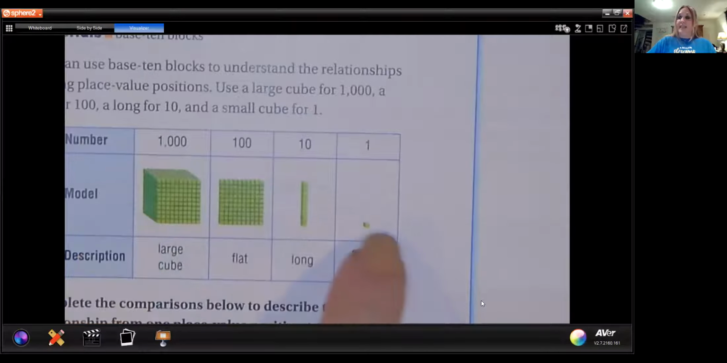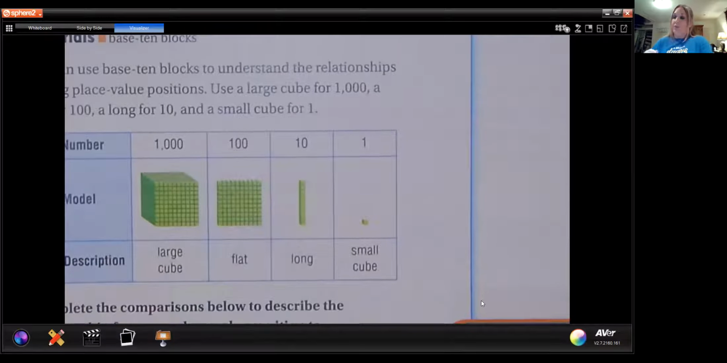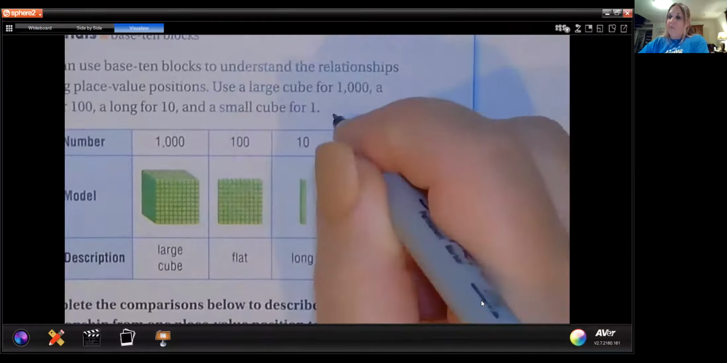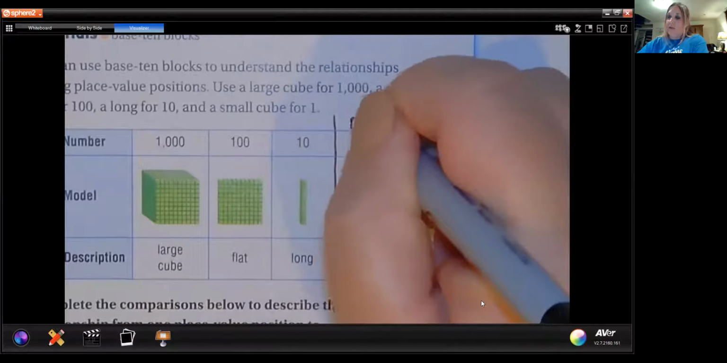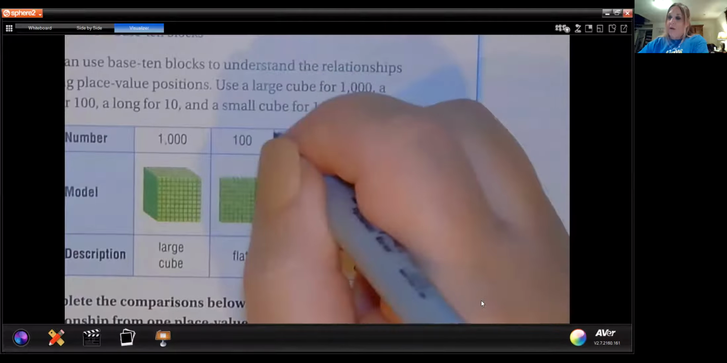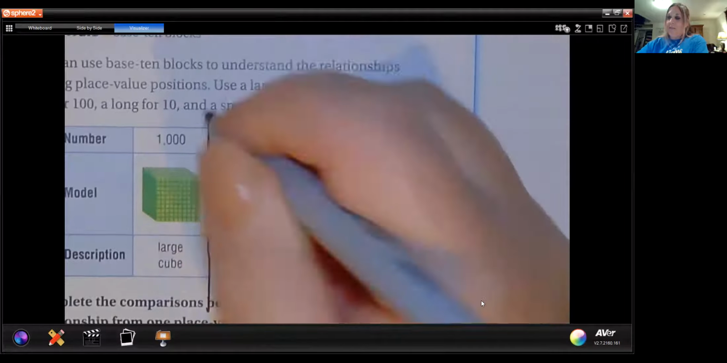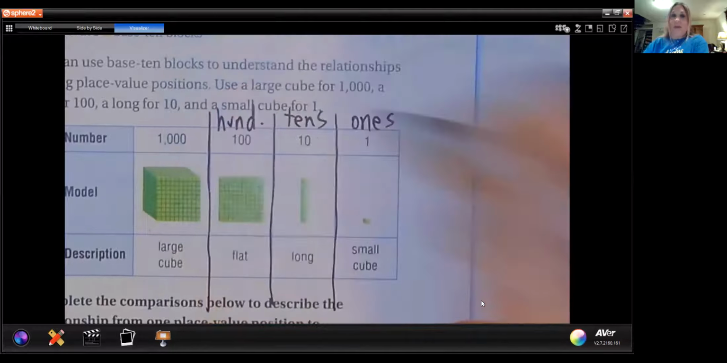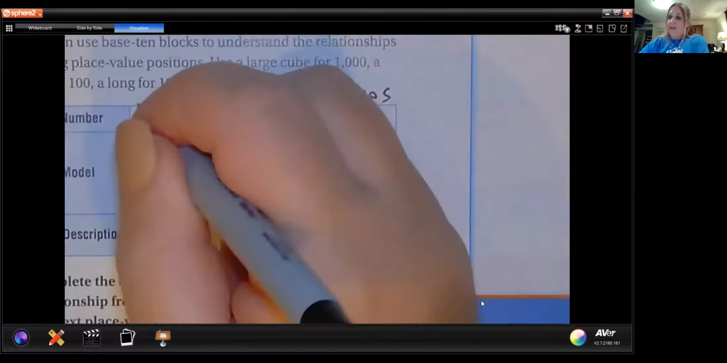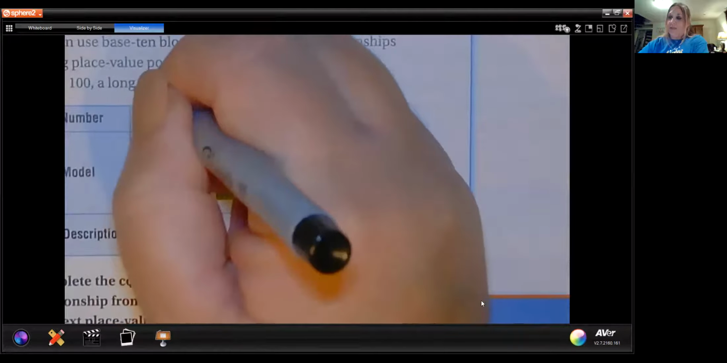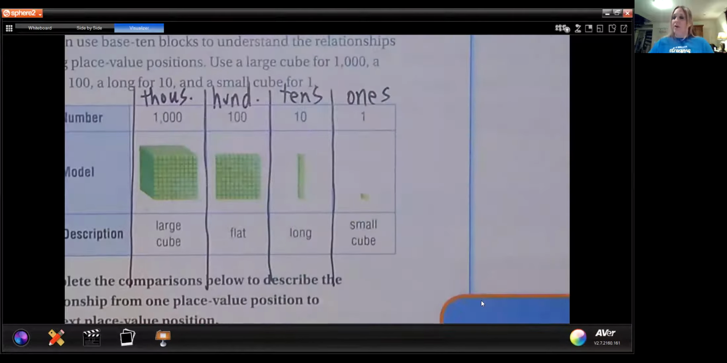Okay, let's keep going. So we're on page 5 in our GoMath. On page 5, you're going to see this chart. This is a place value chart. So technically, this column right here is our ones column. This column is our tens. This column is our hundreds, and I'm going to abbreviate just for time. And this column is our thousands. Okay, so let's start on the right.